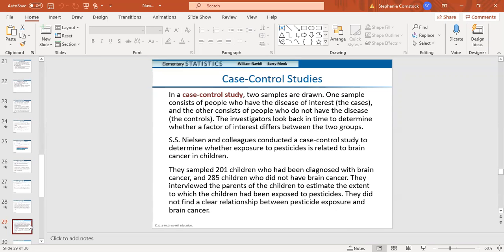And so again, no one in good conscience is going to subject their child to exposure to pesticides to see if they develop brain cancer. So this is one of those where they're just looking at two setups, and then they can ask questions and see if there was exposure to see if they can link those two things together. So that is the end of section 2.3.